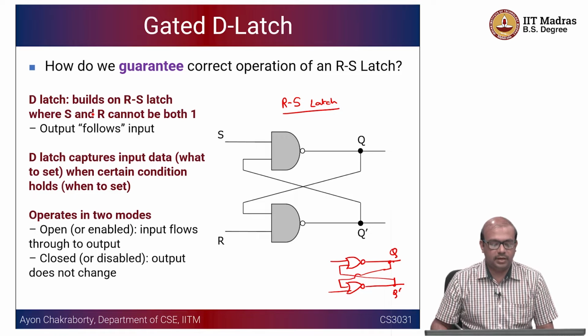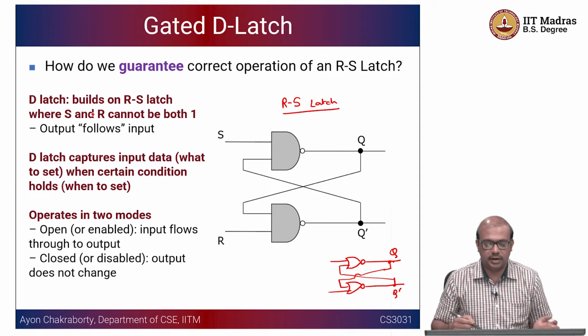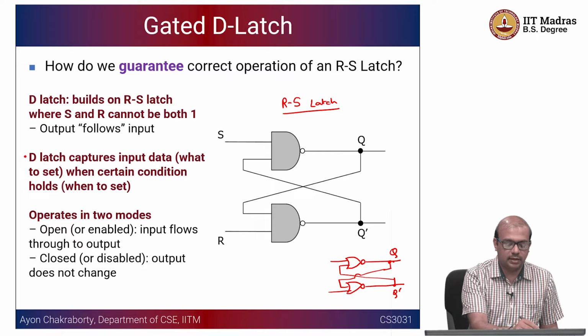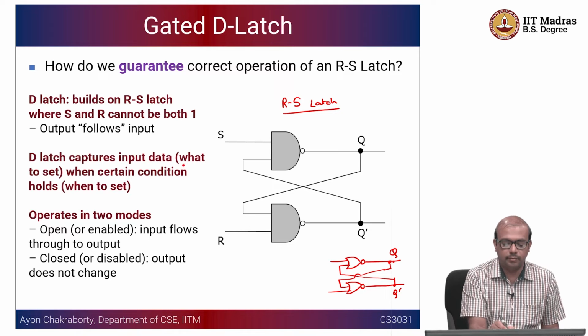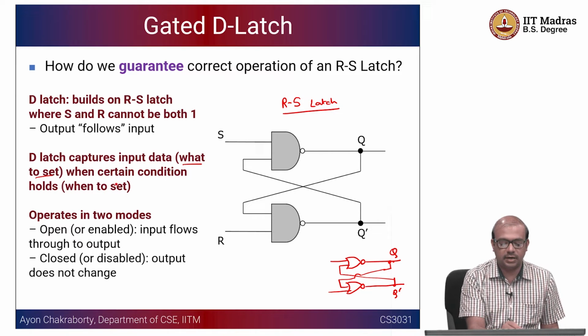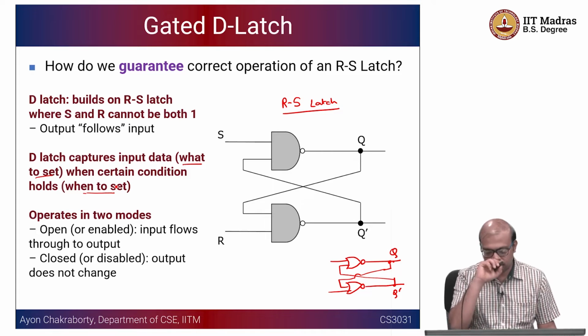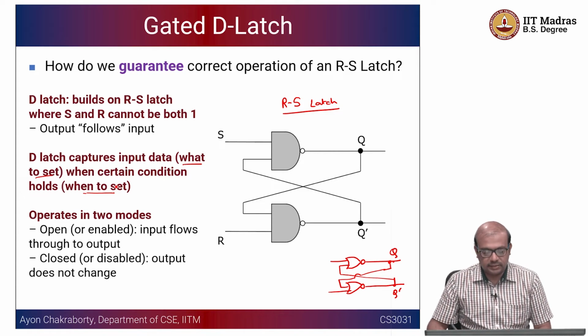So the D-latch captures the input data, what to set when a certain condition holds, that is, when to set. If you look at the next line, the D-latch captures the input data. The input data is the value that it has to be set with under a certain condition. It operates in two modes: open or enabled, where the input flows through to the output, or closed or disabled, where the output does not change. That is the mode of operation.